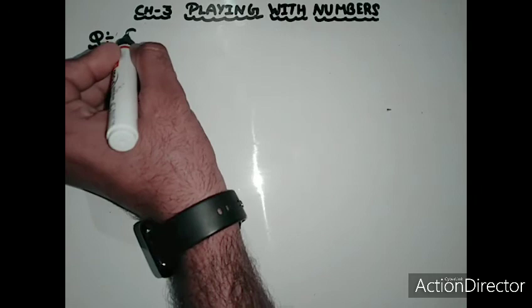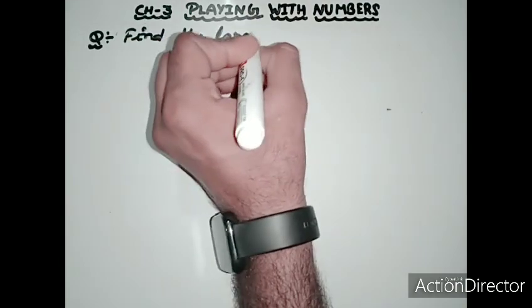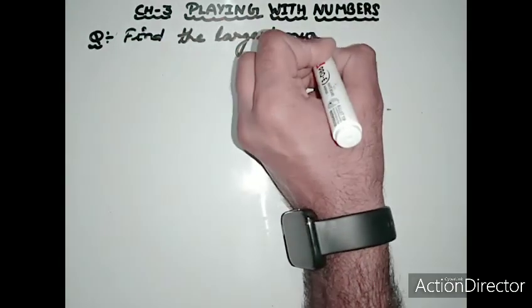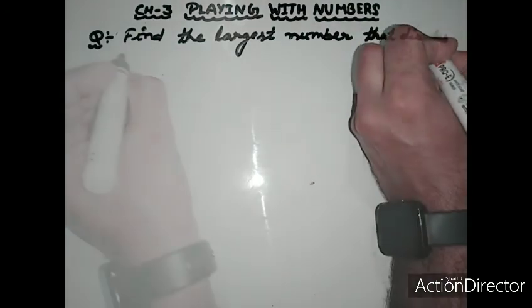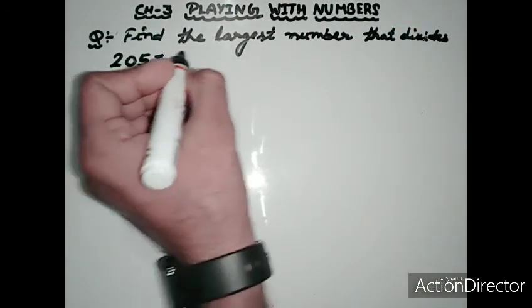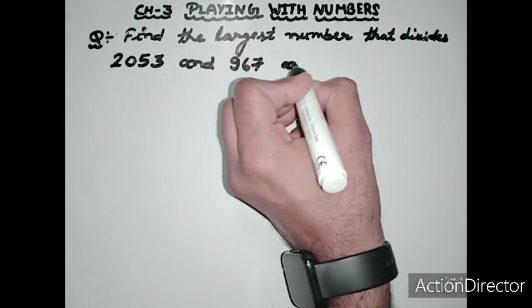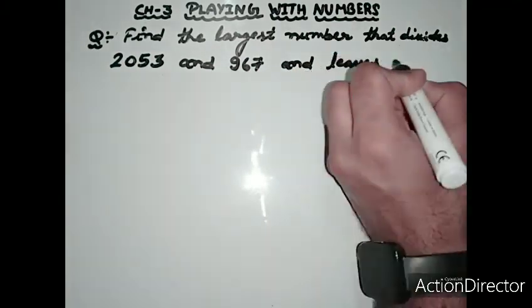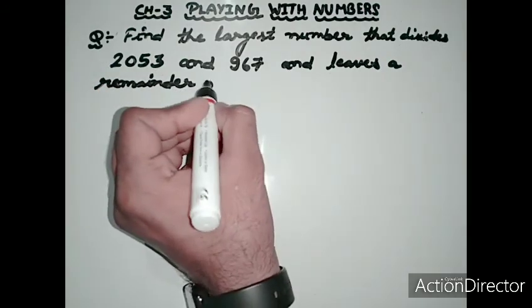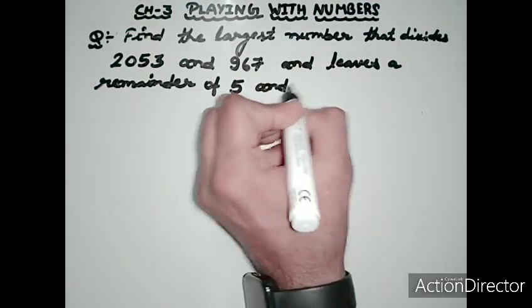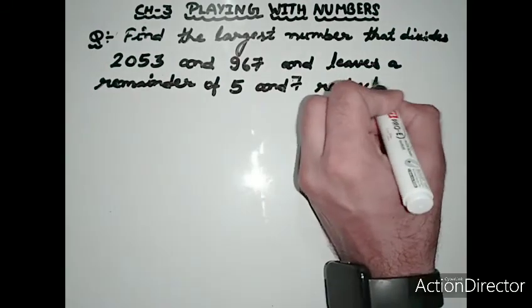now we take a next question here. Find the largest number that divides 2053 and 967 and leaves a remainder 5 and 7 respectively.